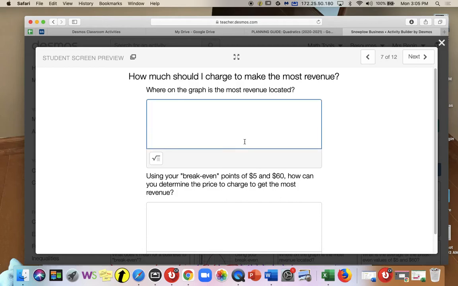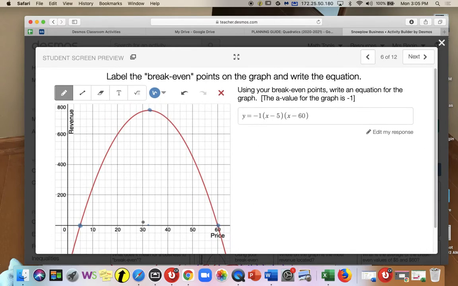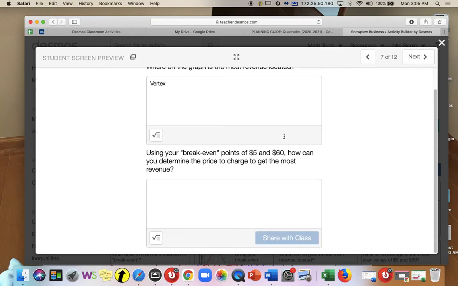Okay, so this would be the vertex. Using your break-even points of 5 and 60, how can you determine the price? Well, let's take a look at our graph. Here's the 5 and here's the 60, and we know it's going to be in the middle of those numbers. So what we're doing there is we can average the numbers to find the middle. So let's do that.